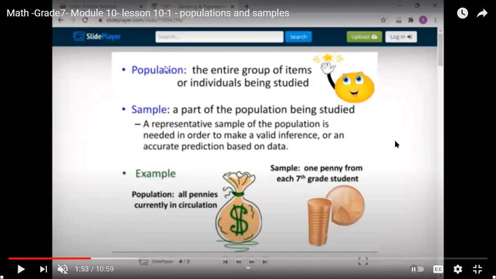Let's continue. As I said, we have statistics and we have survey. In the next part we have population and sample. The population is the entire group of items or individuals being studied. So the population represents the whole group, and as we said, population means a majority, all. But what does the sample mean? As Karim said, the sample is a part of the population being studied. So the sample is a part of the population.